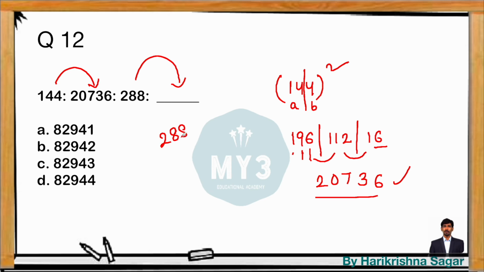You need not calculate this value, because 288 square, 8 square will end with 4. Check the option which is ending with 4, mark it as the answer choice.